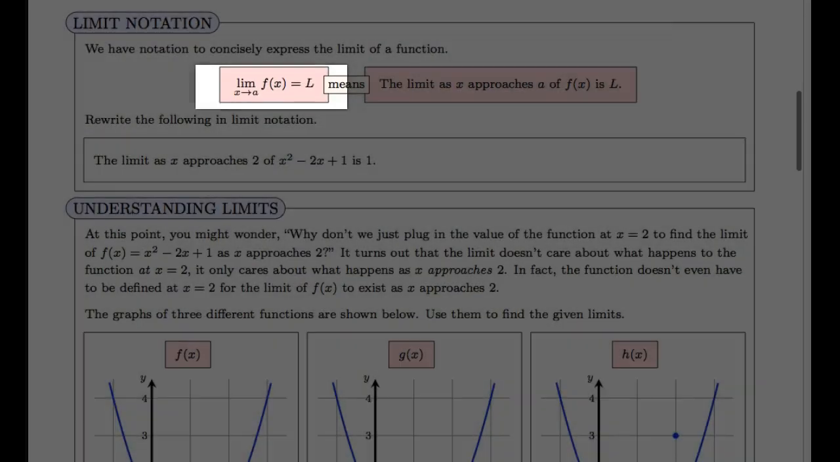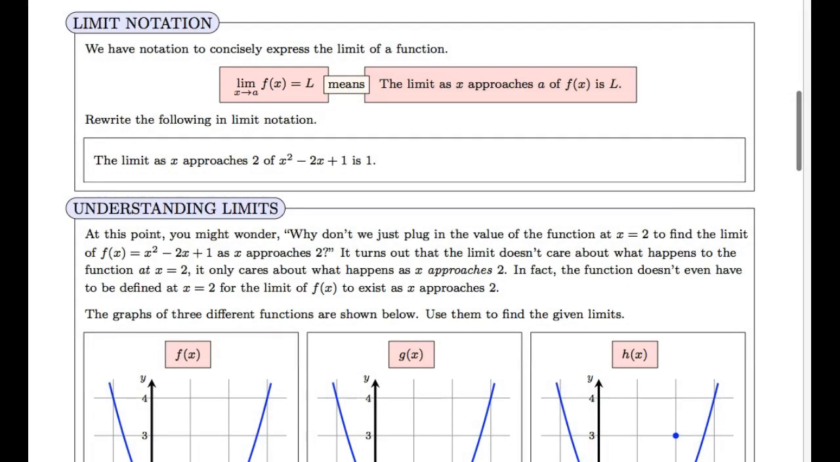The limit as x approaches your number of your function is equal to L, where L is a number. So if I was going to rewrite that limit definition with our function, I would say the limit as x is approaching 2 of f of x. f of x is equal to x squared minus 2x plus 1. And that equaled 1. So there's the answer to that.